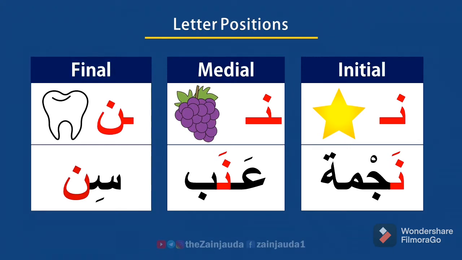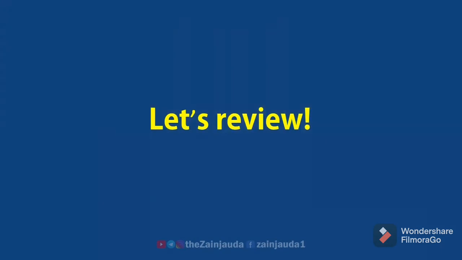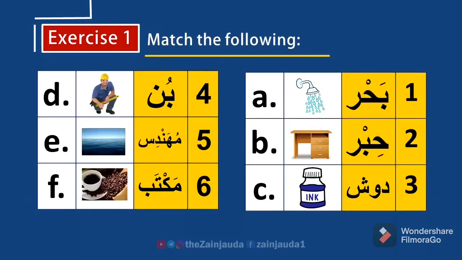Now notice the difference between the shape of Noon in the initial, medial, and final positions. Now let's see if you can remember these words. If you can, try to match the following keywords with the pictures. If you need to go back in the video to check out the words, no problem. Have a review of all the lesson keywords and try to do this exercise.